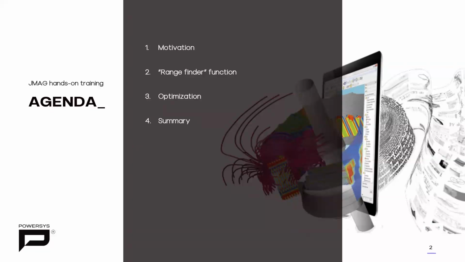So the agenda for today: first, motivation. Then we will have a look at the Rangefinder, which is kind of a new feature. Optimization, we'll see that also one new feature is important in the optimization process, and a brief summary.